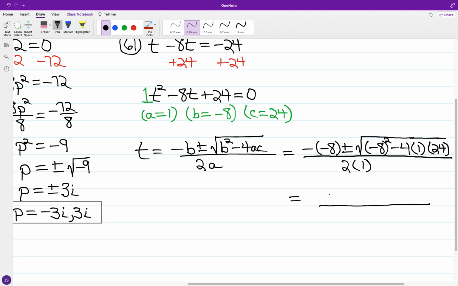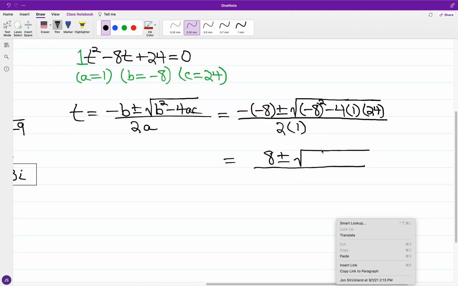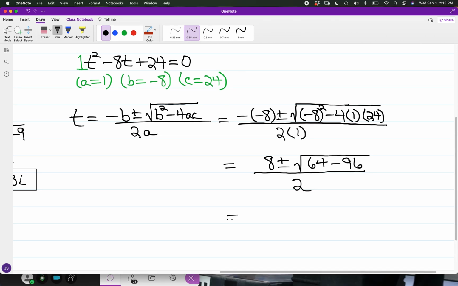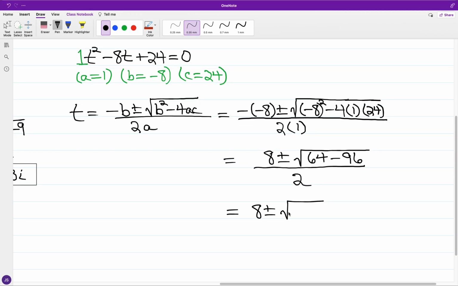Now looking at specifying, you have negative b. This translates to positive 8. We have plus or minus the square root, and being careful with the signs. Now for the square of negative 8, the square of negative 8 is going to be 64. And we have minus 4 times 1 is negative 4. Negative 4 times 24 is going to be negative 96. And we have all over 2. Now we got 8 plus or minus the square root of negative 32.